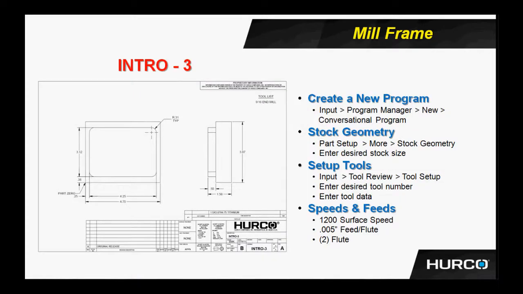Now let's program the intro 3. Tool list will be a 9/16 center cutting end mill. And again, if you look at the right side of the screen, we have the bulleted points that take you step by step on how to create the new program, set up your stock geometry, and what the speeds and feeds should be for this particular print. As with the mill circle, there is a separate video that you can watch, which is the step by step how to program this particular print, and you can view that for reference if necessary.